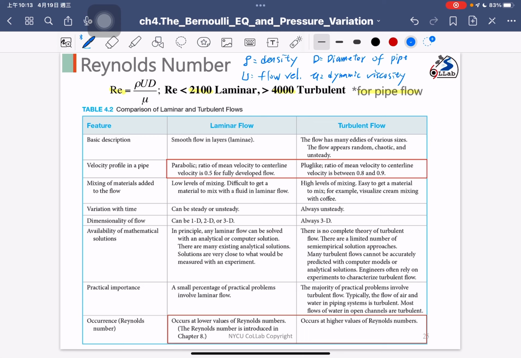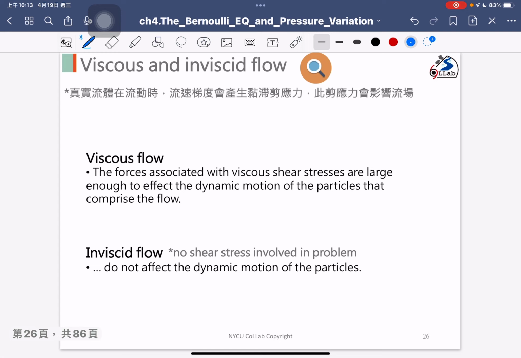Okay, so the final flow conditions I introduce today are the viscous flow and the inviscid flow. Sometimes in the problems we meet, we always assume the flow is inviscid flow. That means for the inviscid flow, there is no viscosity effect, which means no shear stress involved in our problem.